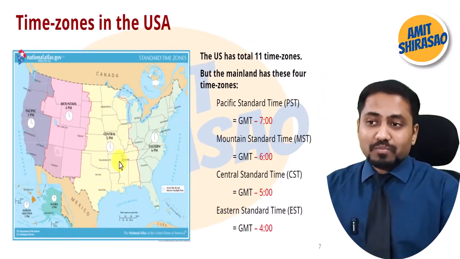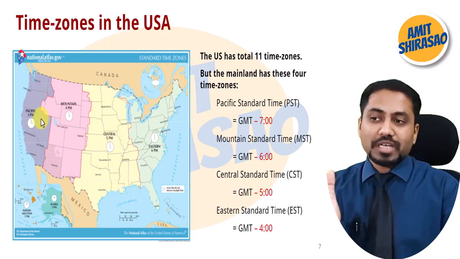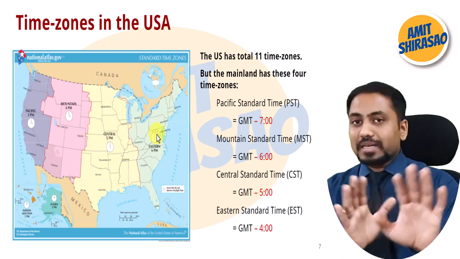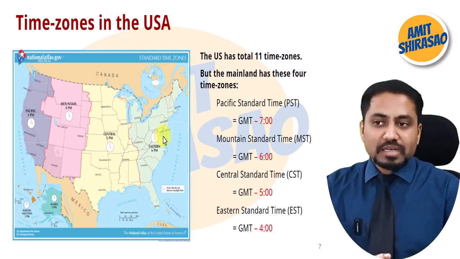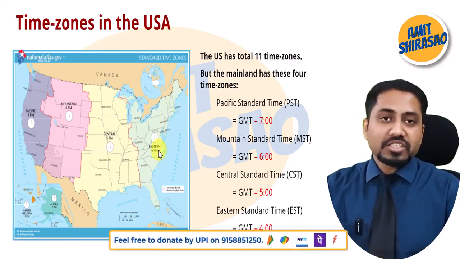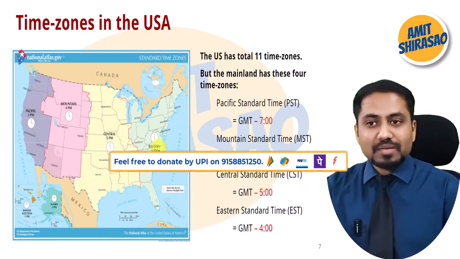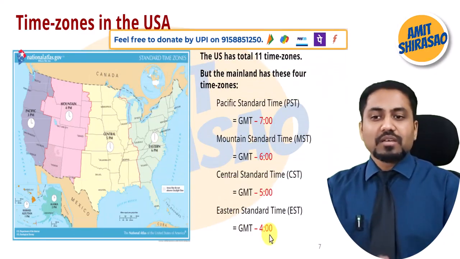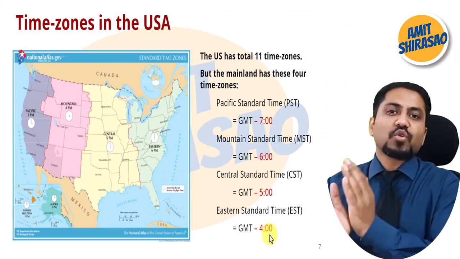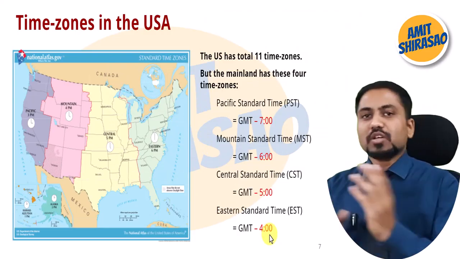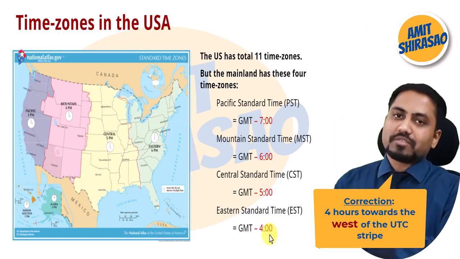So the US mainland has these four time zones. If your client is from New York or Washington or Florida, then they will be in the Eastern time zone. Okay, so what is the Eastern time zone? Eastern time zone is universal time, or GMT, minus 4 hours. So it is 4 hours towards the east of the UTC stripe.